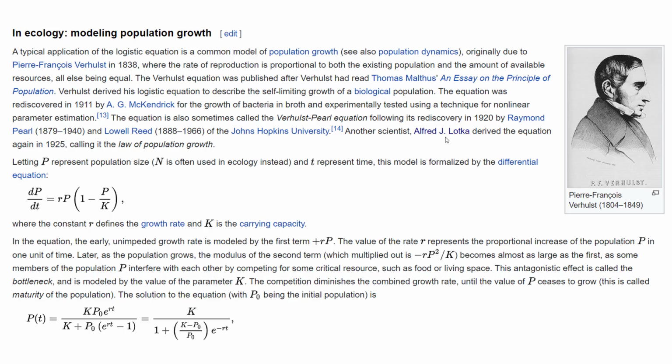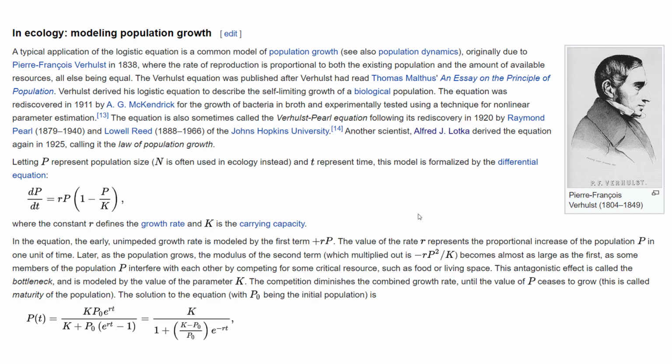And this Lotka, you'll see this name a lot if you study differential equations. He did a lot of work with differential equations. An American scientist, I think. Okay, so anyway, this is a wiki article on the logistic population growth and its history. So it came into being after people started to worry that too many people will live on Earth.